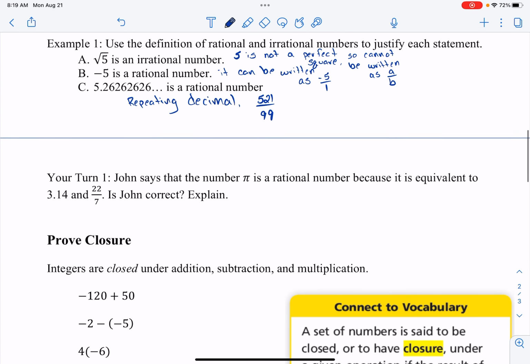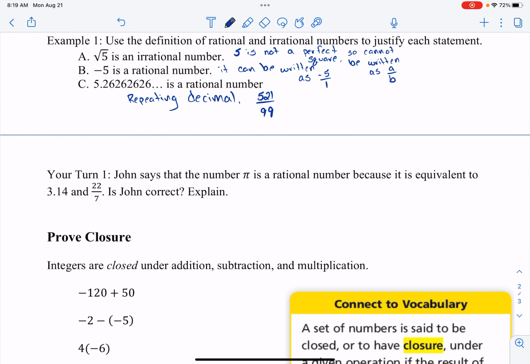Okay, so now your turn. Pause the video and do this problem.